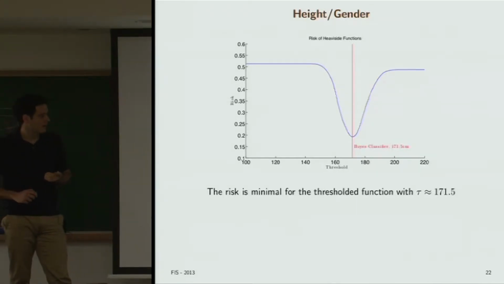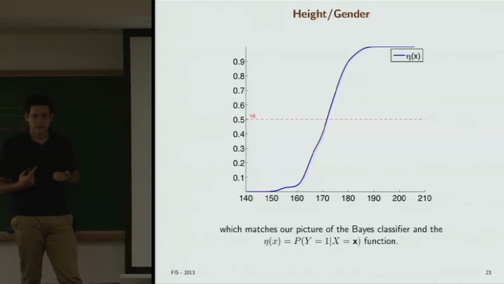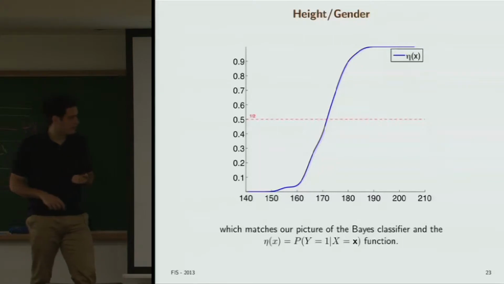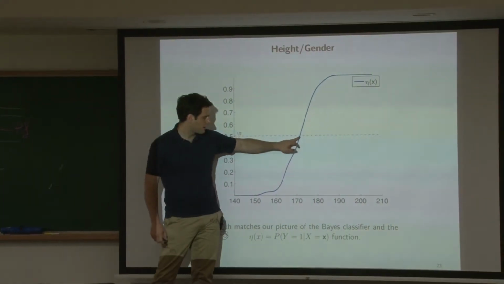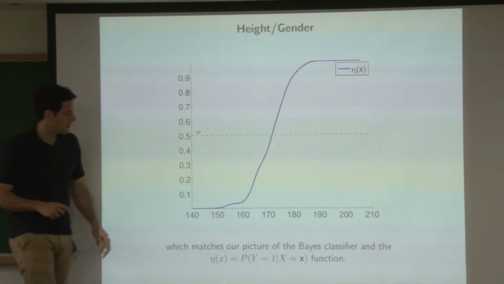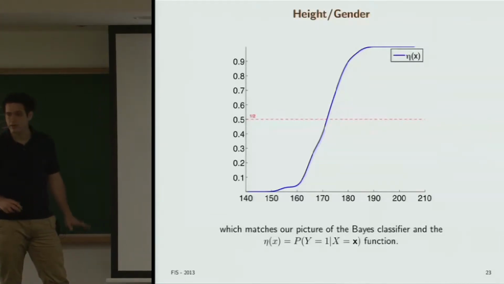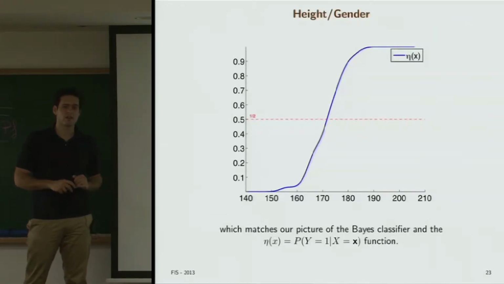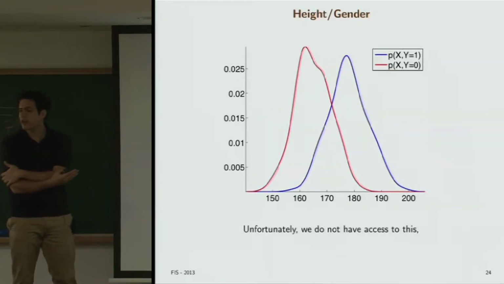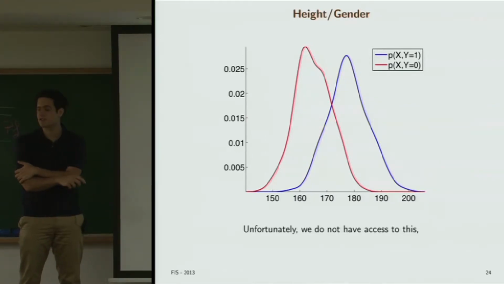If you remember, in the last lecture we actually computed explicitly the Bayes classifier. We said that eta was this conditional probability that y equals 1 given x equals x. And the point where this conditional probability goes above 1/2 is exactly 171.5. So everything is fine. Again, this is all in the case where we have access to the whole information. Unfortunately, we never have access to this. We only have access to this.